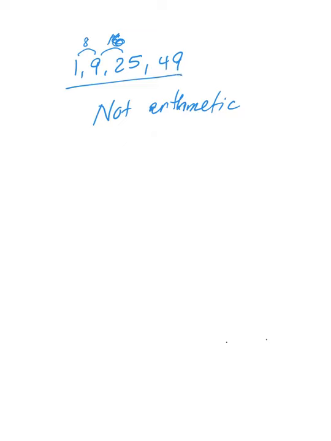So let's do number 2. That was number 1. If it's not arithmetic, you stop. You don't pass go. You don't collect $200.